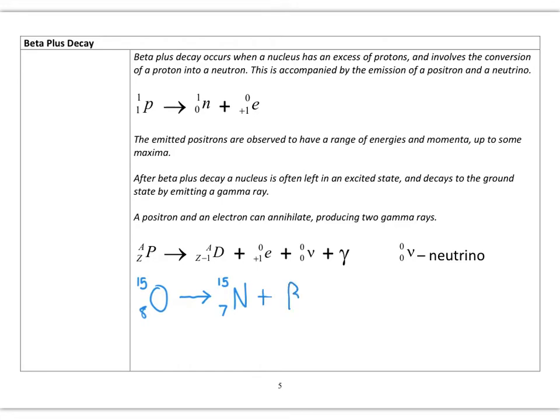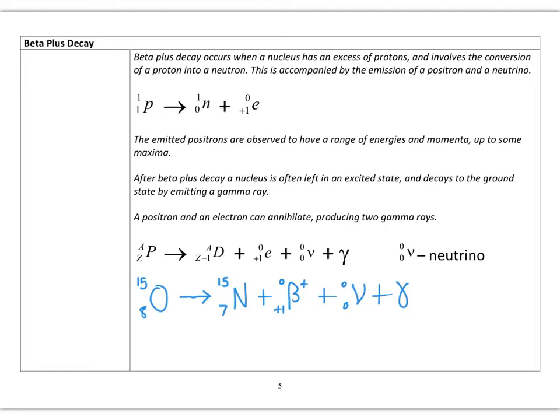We get the beta plus particle. As I said, you can write that as a positron, or you can write it like that, doesn't matter. Plus we get our neutrino, so no line on top because this is the neutrino, not the antineutrino. And we also get our gamma ray photon.